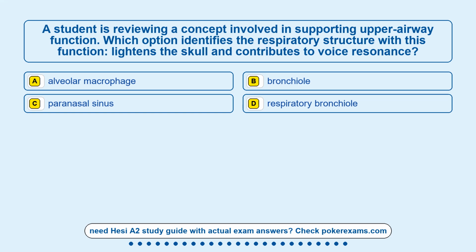Question 9. A student is reviewing a concept involved in supporting upper-airway function.